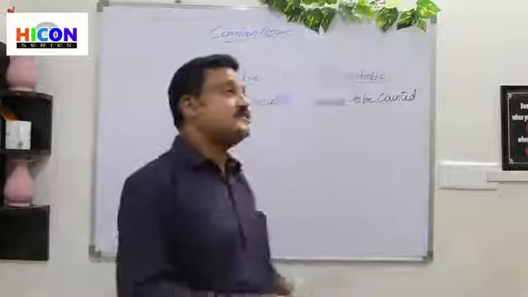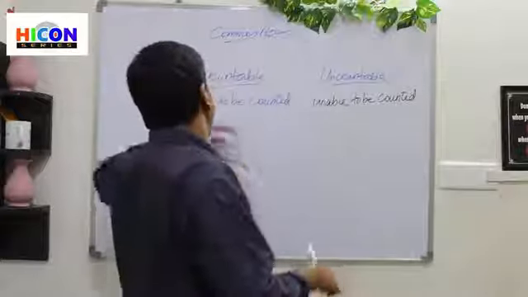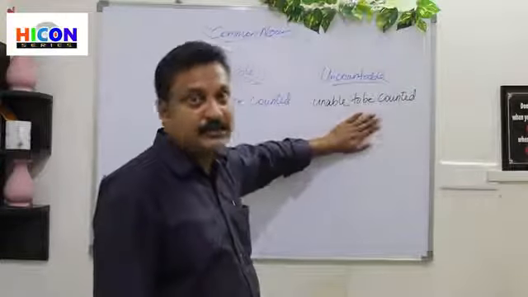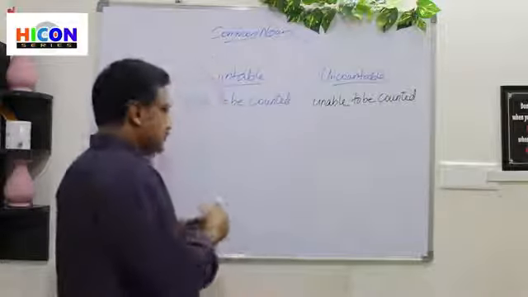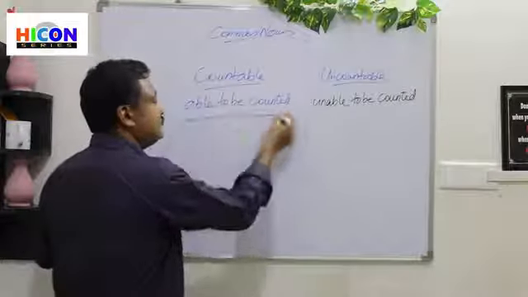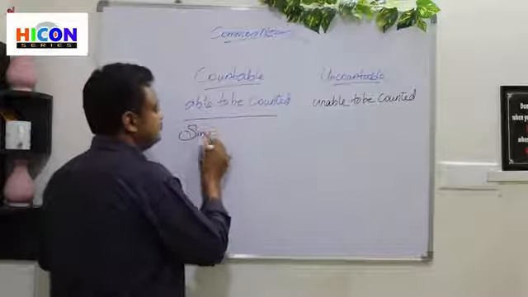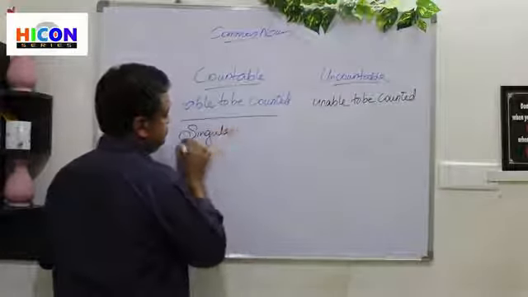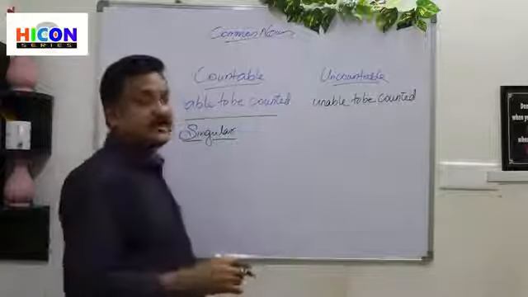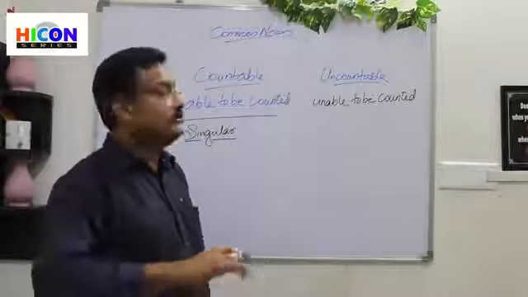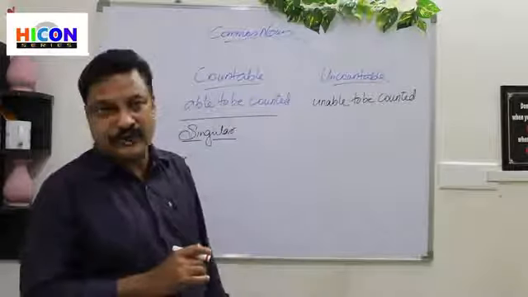Okay, so those which we can count are known as countable nouns. Those which we cannot count are called uncountable nouns. Now, there are some nouns which have only singular forms. Okay, there are some nouns which have only singular forms. There is no plural form for that.